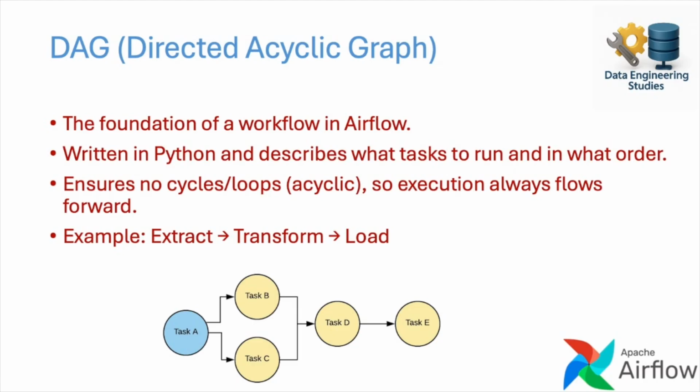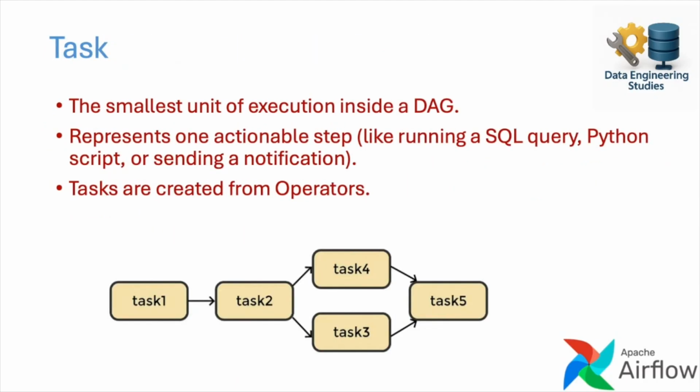The next component is the task. A task is the smallest unit of execution inside a DAG. Each task represents one actionable step, such as running a SQL query, executing a Python script, or even sending out a notification. Tasks are created from operators, which define what kind of action the task will perform. In this diagram, you see how tasks are connected. This shows how individual steps combine to form a complete workflow.